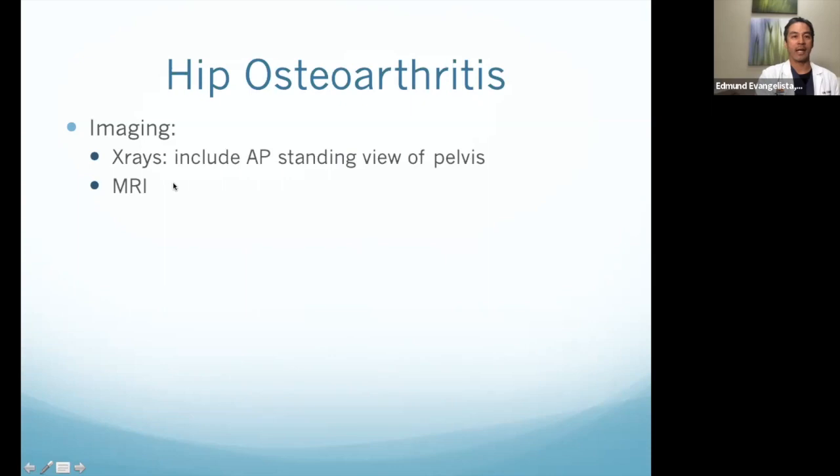Imaging studies, X-rays, we can see joint space narrowing and bone spurs on X-rays. So that's pretty diagnostic of hip arthritis. MRI can show you the earlier stages of hip arthritis, where X-rays may be fairly normal. There's still a nice joint space, but we can see wear down of the cartilage on MRI at the earlier stages.